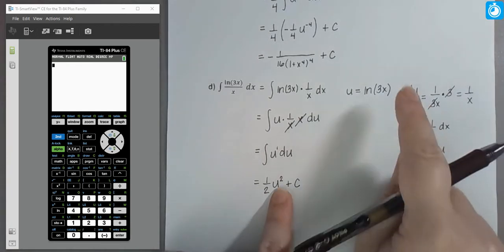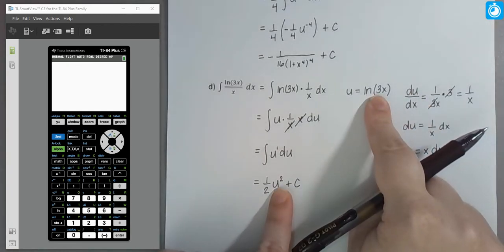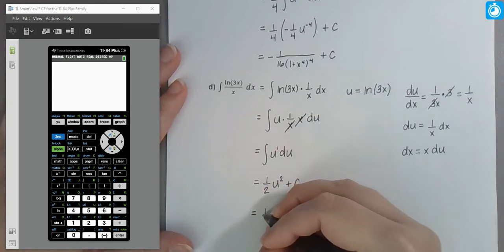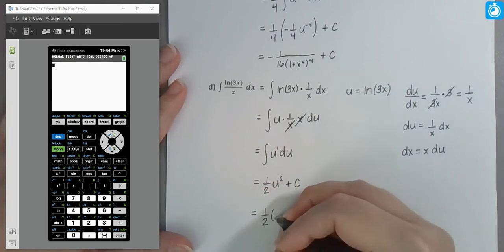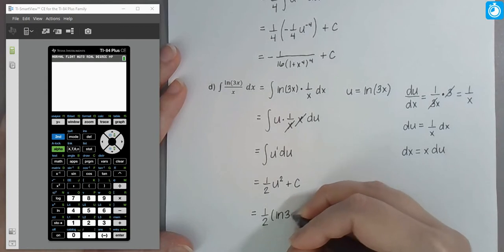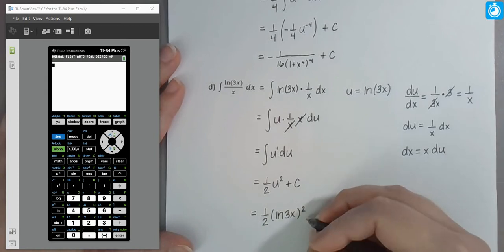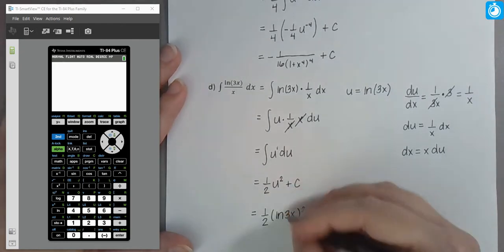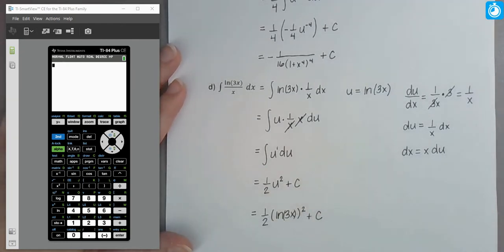So u we defined to be the natural log of 3x, so we're going to substitute that back in. So that's going to be 1/2 times the natural log of 3x quantity squared plus c. And we can put the parentheses around the 3x if that helps. So that will be our antiderivative.